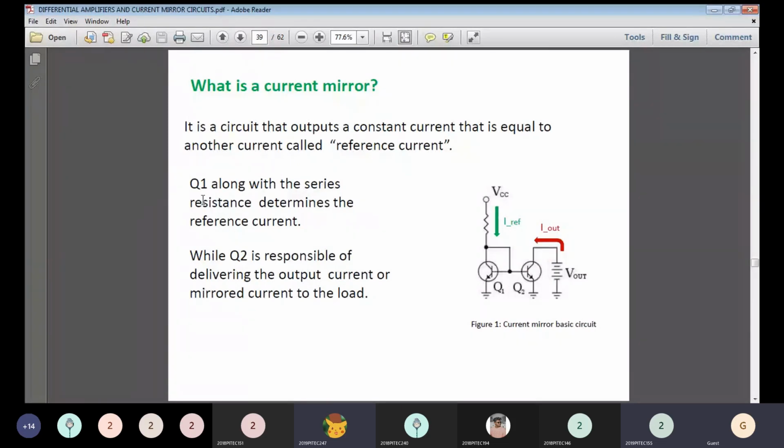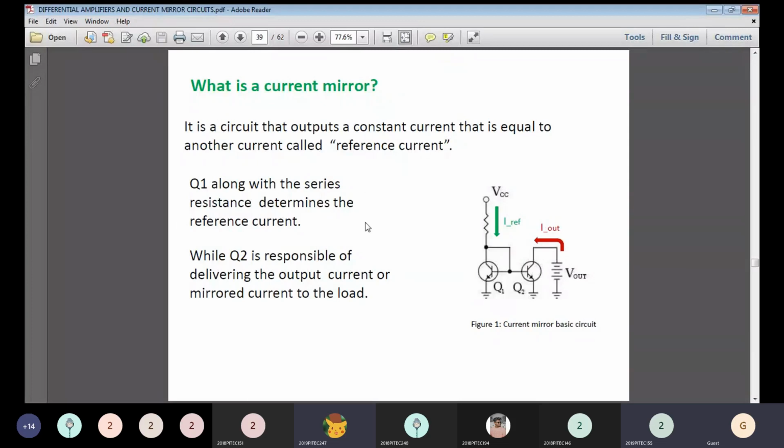Here Q1 along with the series resistance determines the reference current. This is the transistor Q1 and this is the transistor Q2. The common base connection of transistors Q1 and Q2 is connected to the collector of Q1. That current represents the reference current. The collector of Q2 is connected to the load voltage, so the collector current is nothing but our output current.